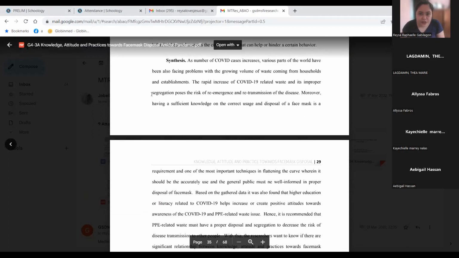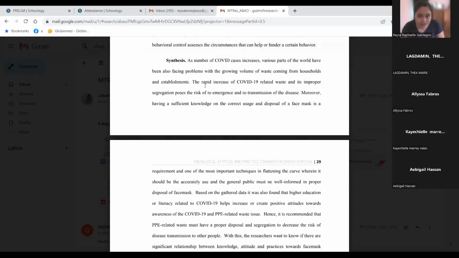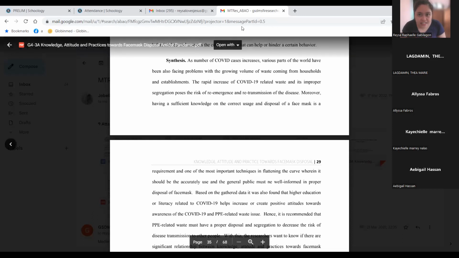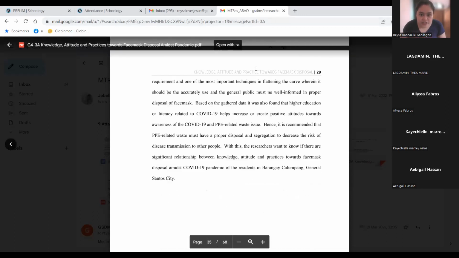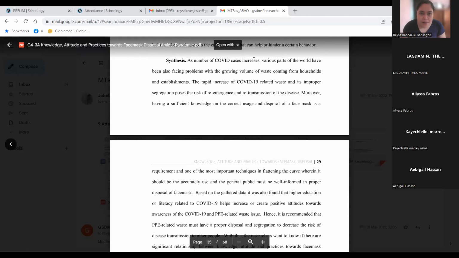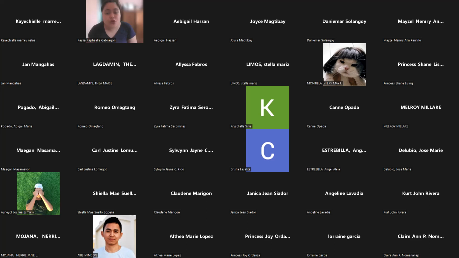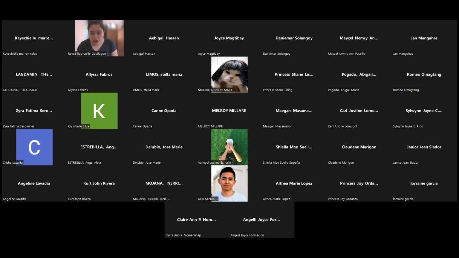Ito yung conclusion nila in the form of a synthesis. Okay? Ang synthesis is just getting all the key findings or your important information from all the sources above, and then you highlight them here, and you explain their significance in your research. So sa kahaba-haba ng RRL, ito na yung summary niya. That will be the conclusion of your RRL.